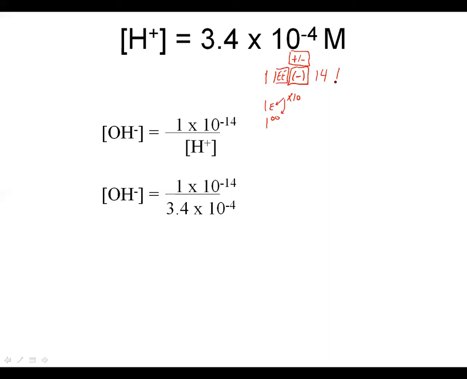Then obviously you would hit your divide button and put the other number in the exact same way: 3.4, your exponent button, and again, your negative button, and 4 in this case. And then obviously hit equals. And if you do that, what we will get is 2.9 times 10 to the minus 11. And since this is a concentration, the units would be molarity because the original unit up here was molarity as well. So we would get that.